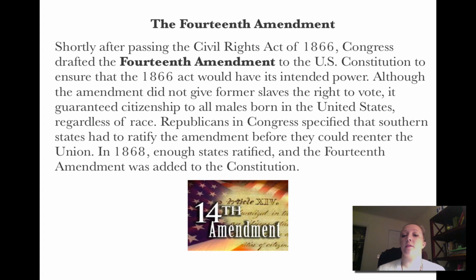Shortly after passing the Civil Rights Act of 1866, Congress drafted the 14th Amendment to the U.S. Constitution to ensure that the 1866 Act would have its intended power. Although the amendment did not give former slaves the right to vote, it guaranteed citizenship to all males born in the United States, regardless of race. Republicans in Congress specified that Southern states had to ratify the amendment before they could re-enter the Union. In 1868, enough states ratified, and the 14th Amendment was added to the Constitution.